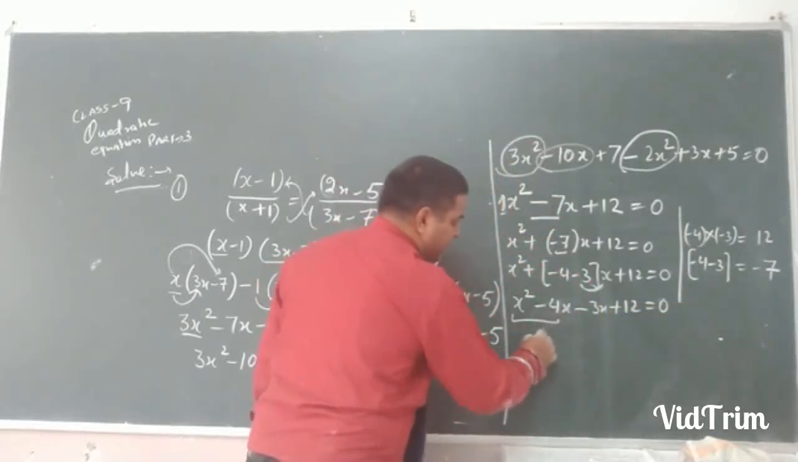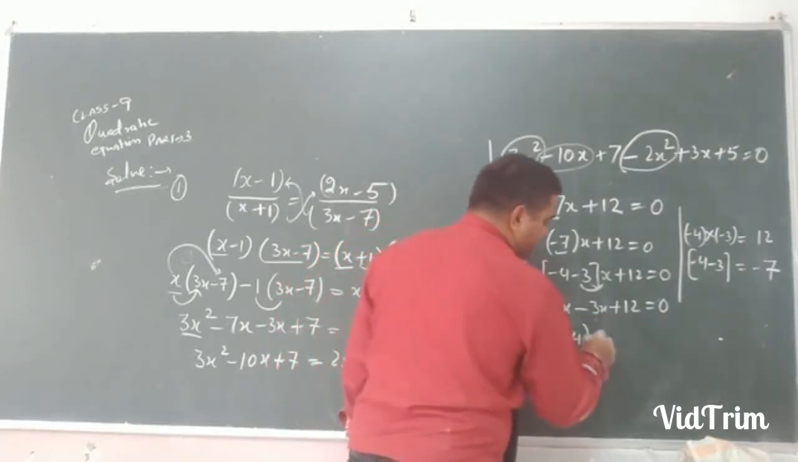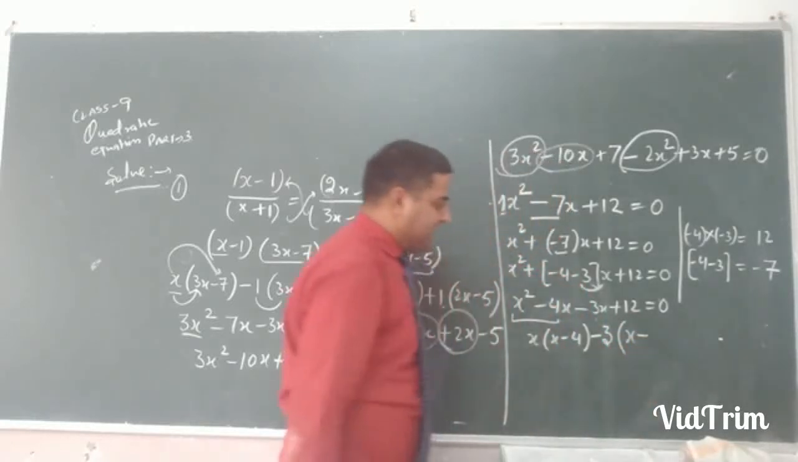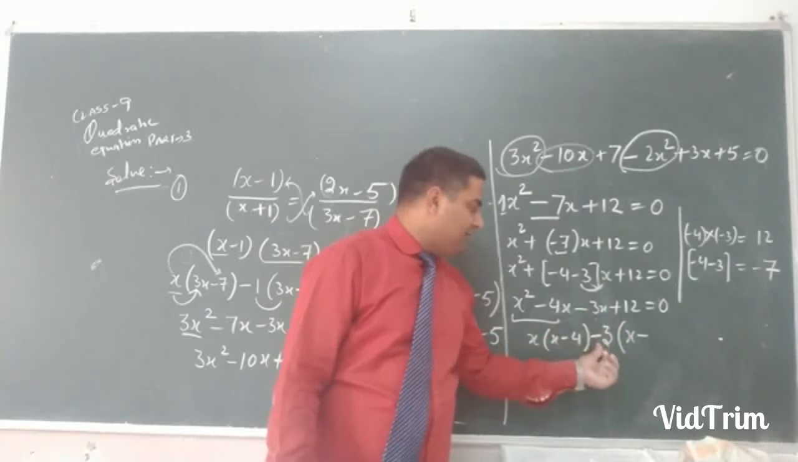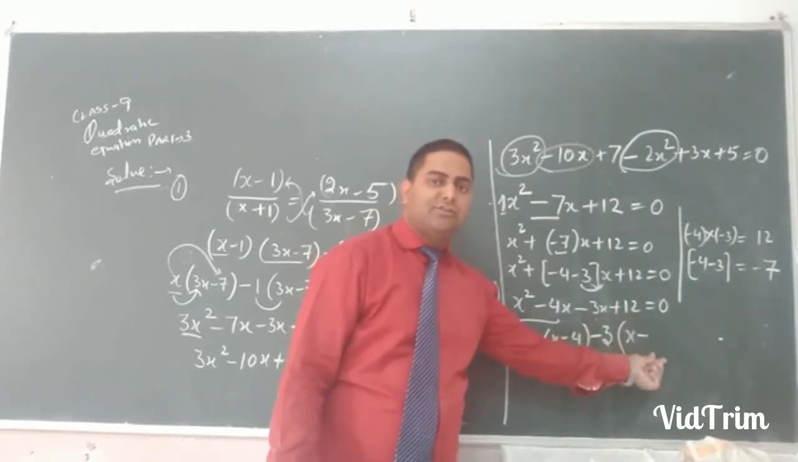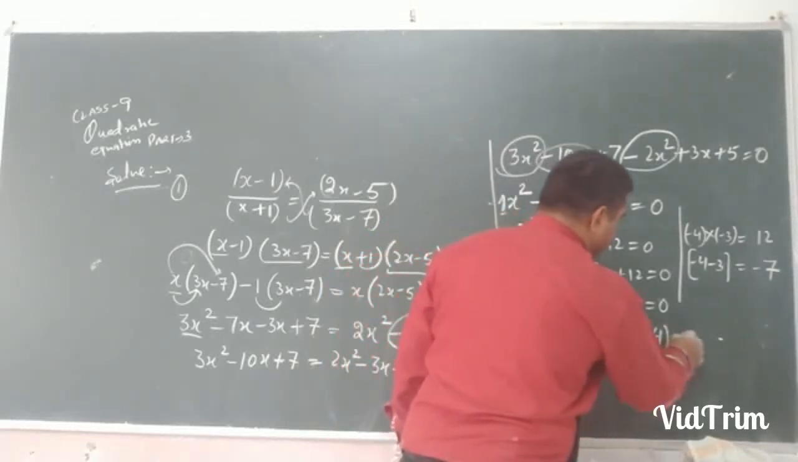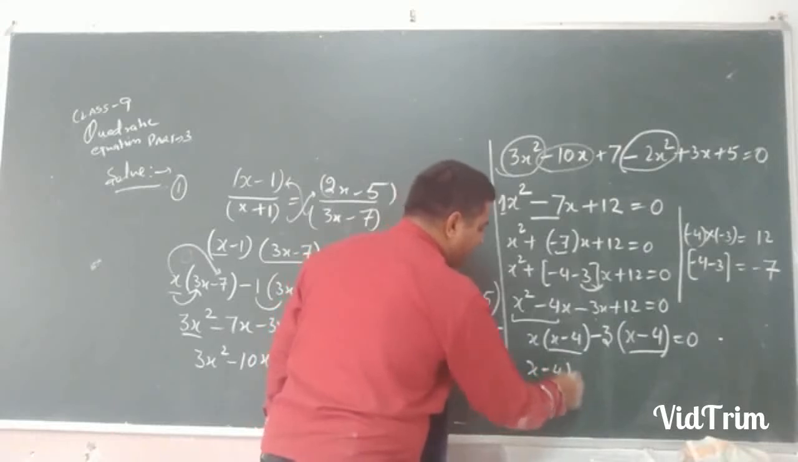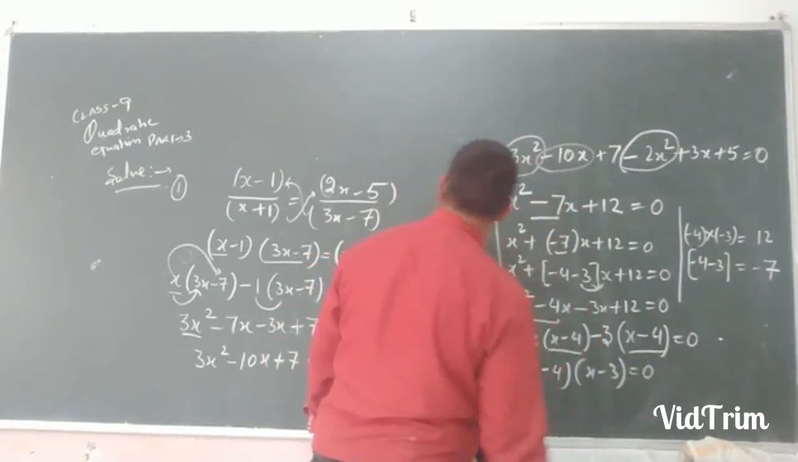Out of these two terms, x is common, so we get x minus 4. Out of these two, if we take out minus 3, we get x minus 4. Why minus here? Because when we take minus common, the plus changes to minus. So x minus 4 is common, and we get x minus 3 equals to 0.